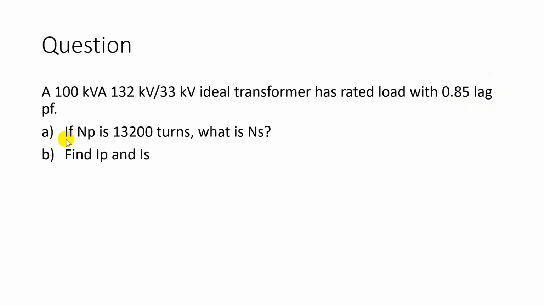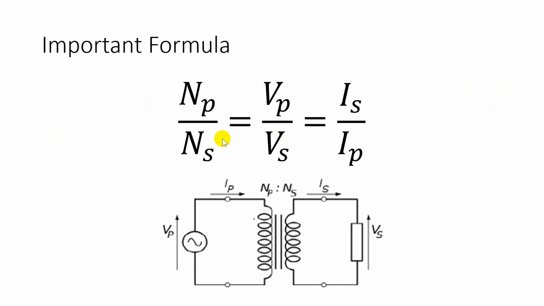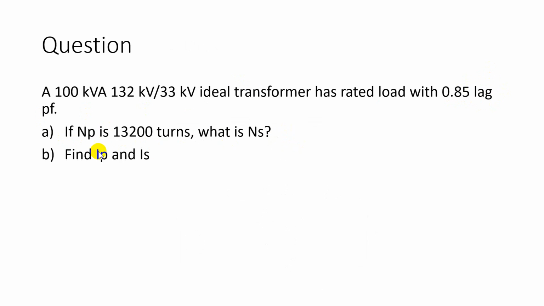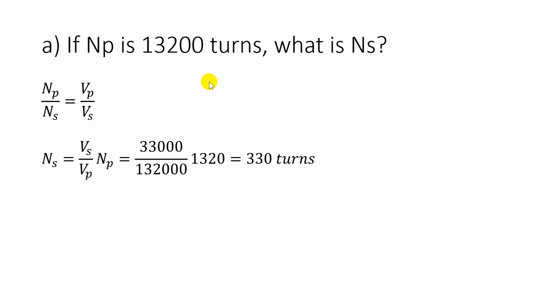The first question: if NP is 13,200 turns, what is NS? You can use this formula, and find IP and IS. This one is a little bit complicated because you have to refer to your chapter 2, which is the power calculation.